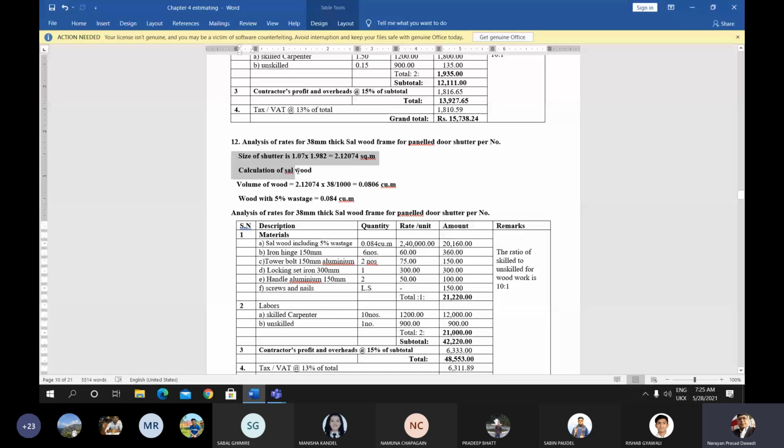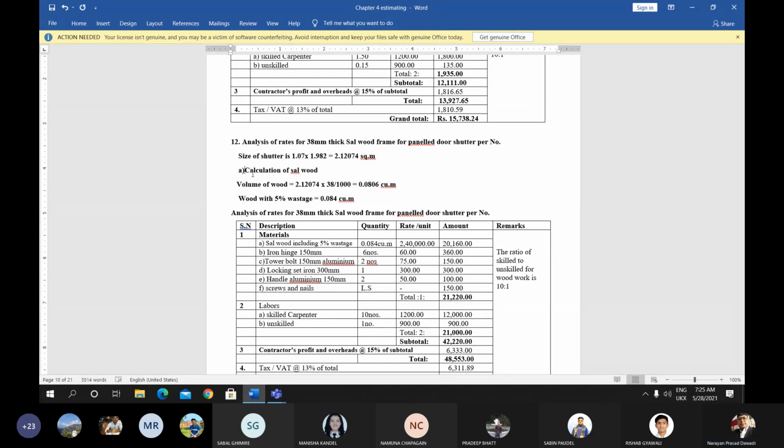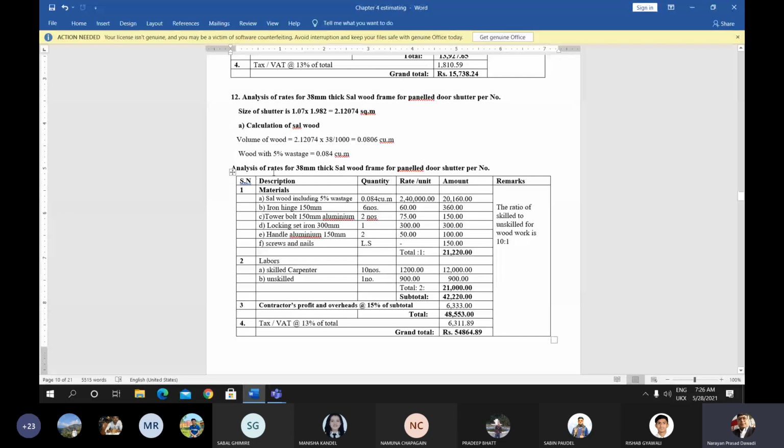Now this is the calculation of the solid, and after calculating the solid, now the analysis of rates for a 30 thick solid frame for panel door shutter per number, including all fixtures.